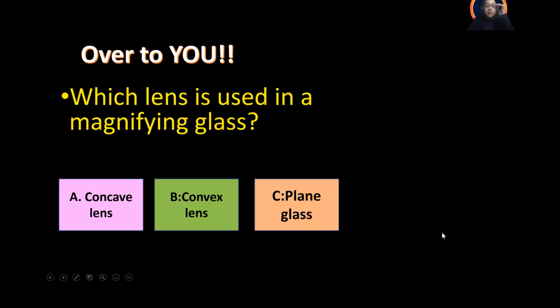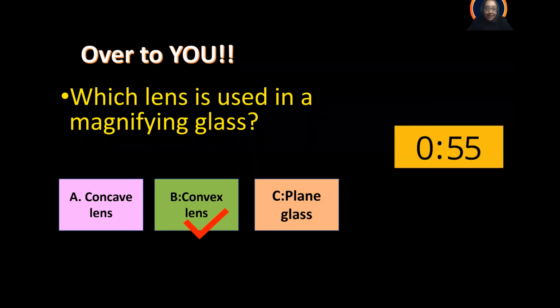Now let's check your understanding. Which lens is used in a magnifying glass? Write down the answer in the chat: concave lens, convex lens, or plain glass. Concave lens means the glass is bent inward, convex lens means both sides bulge outward, and plain glass is plain. We have seen the uses also. I'm sure you have answered correctly, and the correct answer is convex lens. Well done to those who tried and answered it correctly.